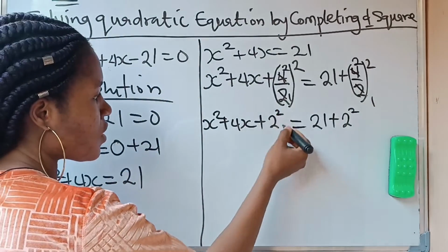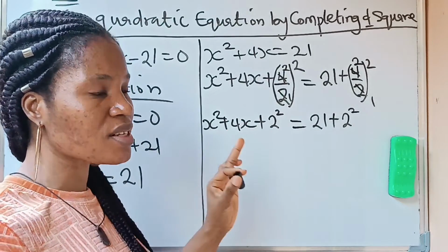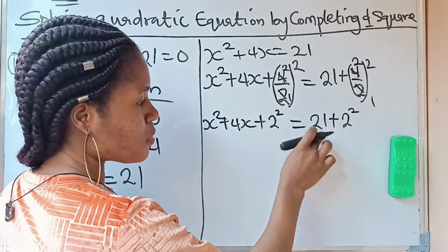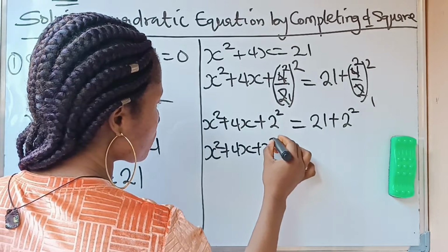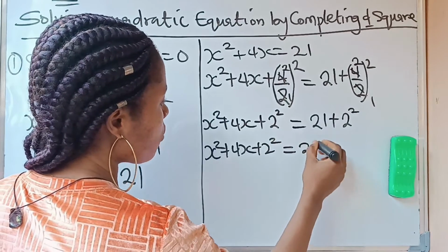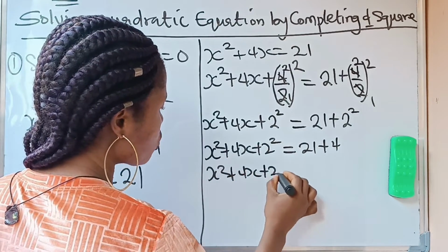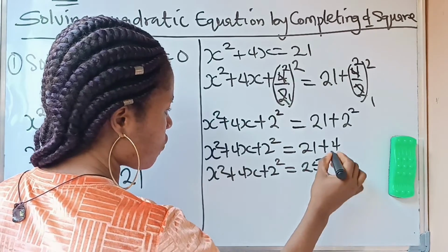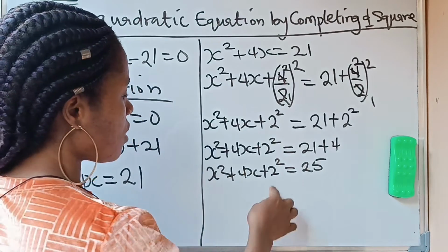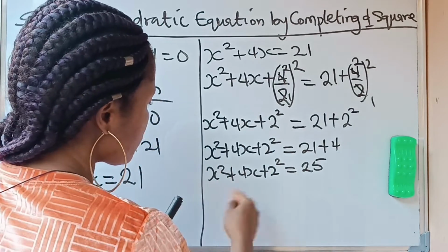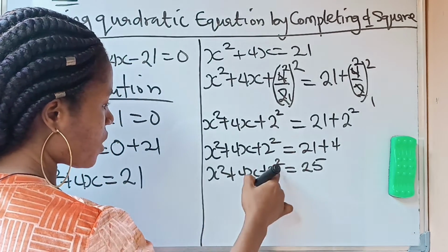What I'm saying is leave this like this. I know that 2 squared is 4, but please leave it like that. You will see why I say you should leave it like that. The only place you need to expand it more is here. So we are going to have x squared plus 4x plus 2 squared is equal to 21 plus 4, so you have x squared plus 4x plus 2 squared is equal to 25. Now, this is why I say you should not expand this more. This particular expression can be written as, this one has a square, this one has a square.